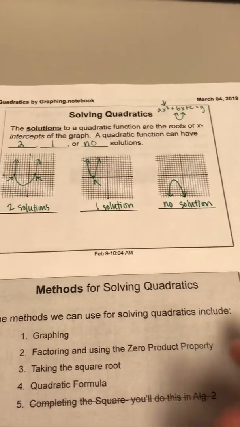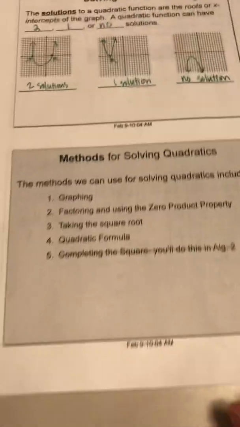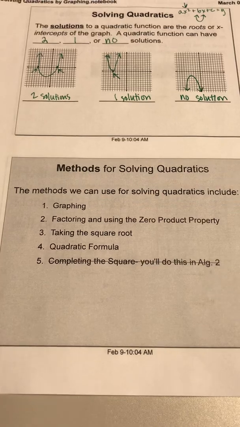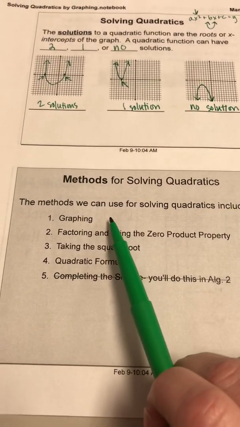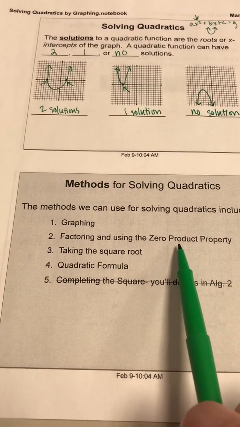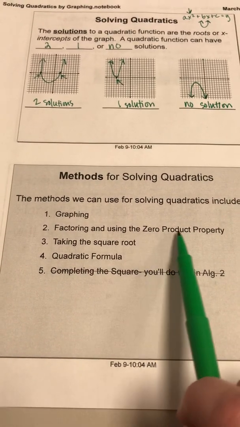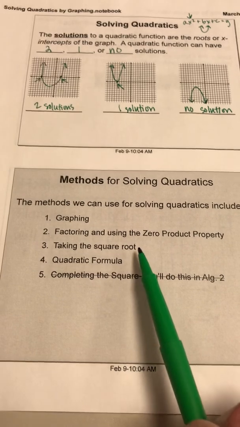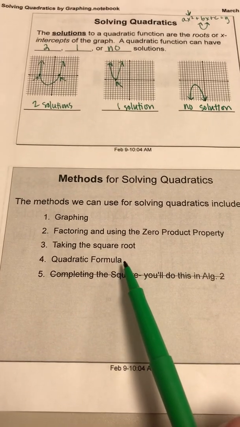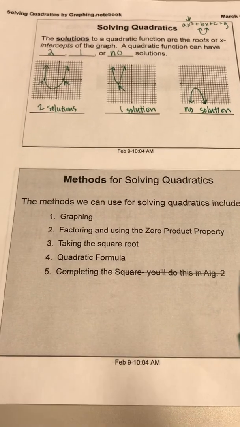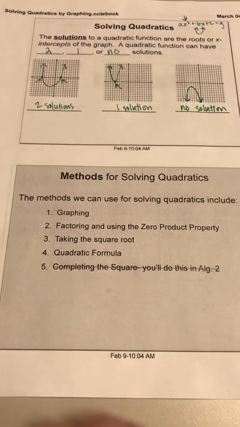There are a variety of methods, tools that we can use for solving quadratics. So we're starting with graphing, and then we will factor, and that will feel very familiar, and then use the zero product property to actually solve for x. We'll take the square root, and then we'll use the quadratic formula. Completing the square is something that you'll do in Algebra 2.